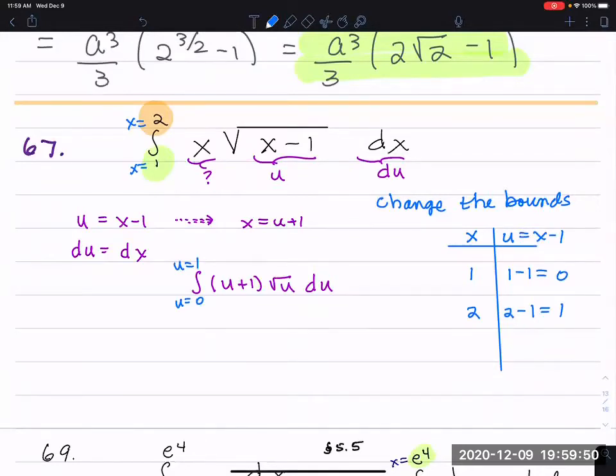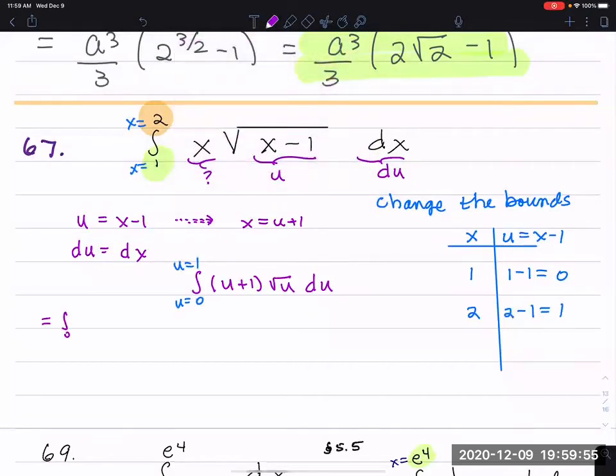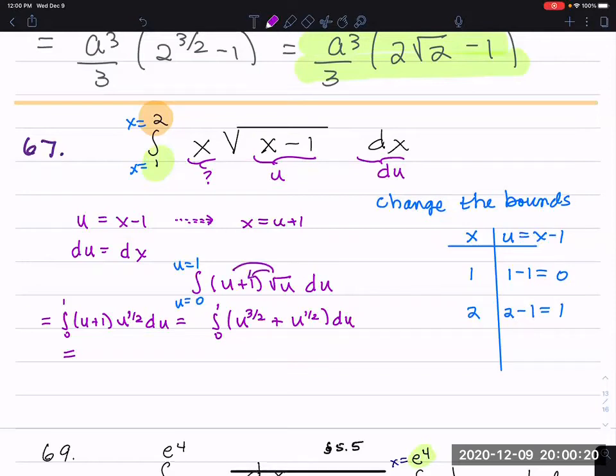Now, continuing on this, I have the integral from 0 to 1. And what I need to do is, first of all, replace square root of u by u to the 1/2. And then I will multiply u times u to the 1/2 and get u to the 3/2, 1 times u to the 1/2. And now here I go, u to the 3/2. So you have to distribute that. And you just use the distributive property.